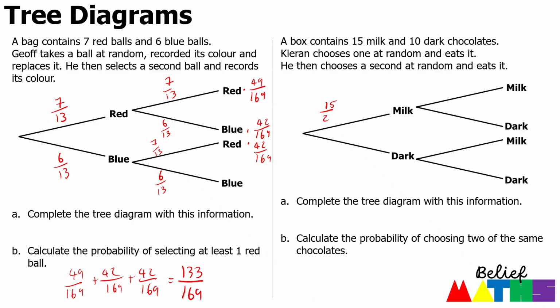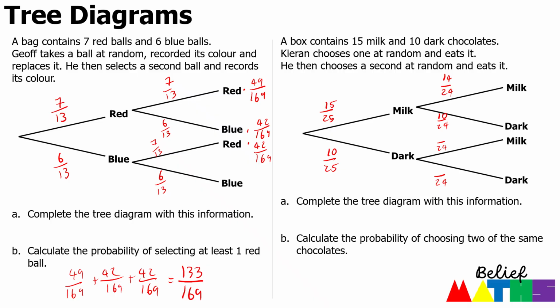So in the first choice, we have 15 milk out of 25, because we add those together, and then dark is 10 out of 25. In the second branch, because I've chosen a milk, my denominators now are 24 because he's already eaten one of the sweets. If he's chosen a milk, then there's only 14 milk left, but there's still 10 dark chocolates left.